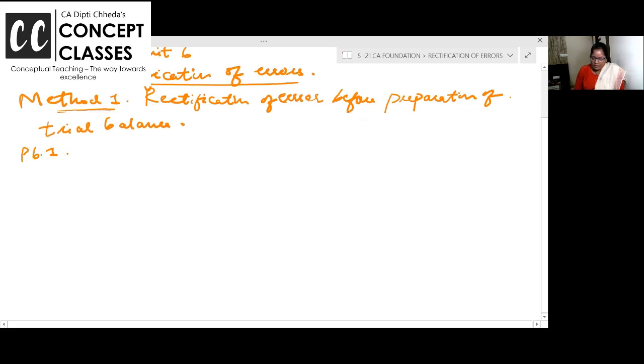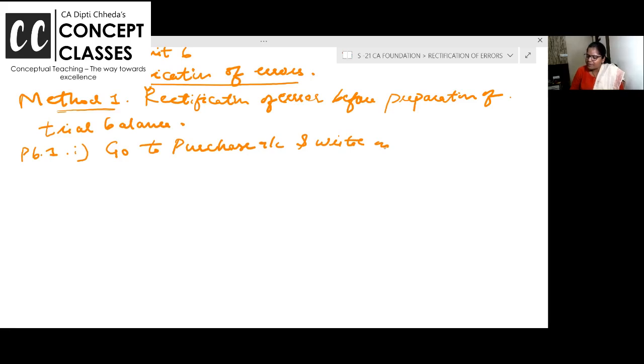Problem number 1. First entry: total of purchase book is undercast. Then write down, go to the purchase account and write on the debit side. You have to write the answer like this. Go to the purchase account and write on the debit side.